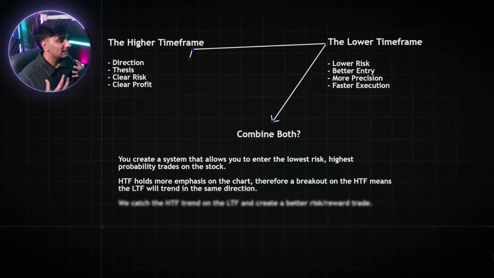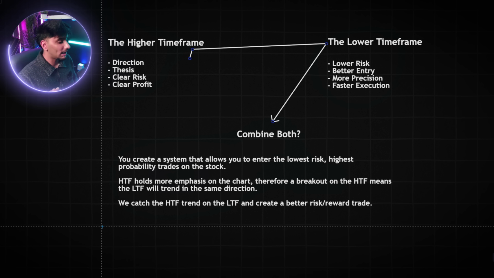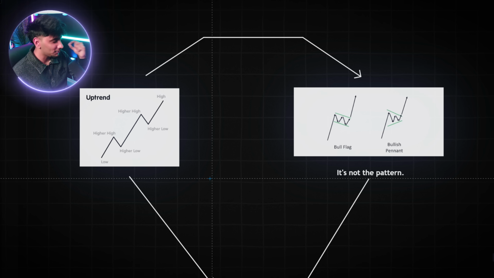And therefore, when we combine both, we will be able to catch the higher time frame trend in the direction it's going on the lower time frame to create the best risk to reward trade. Now, with this being said, let's go into what is the pattern. This pattern is so simple and easy to understand for any level of trader. However, what you need to understand is a couple context clues that will help you increase your win rate and actually use this pattern effectively to make profits trading.